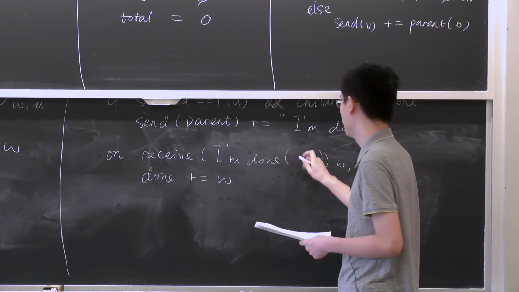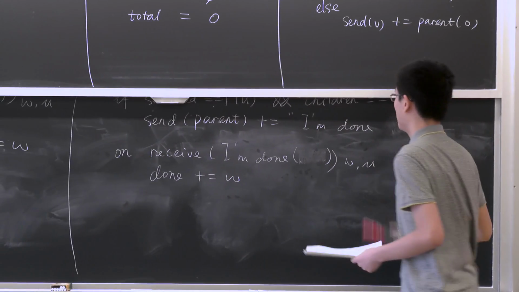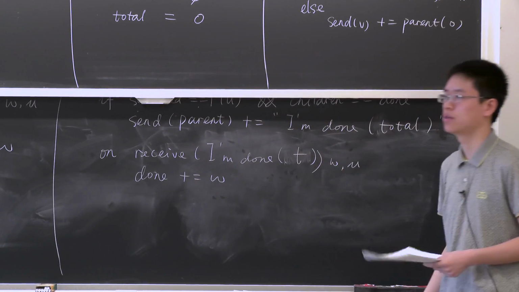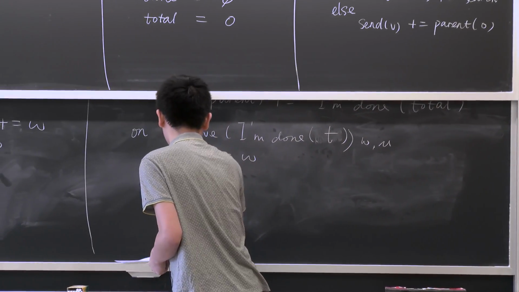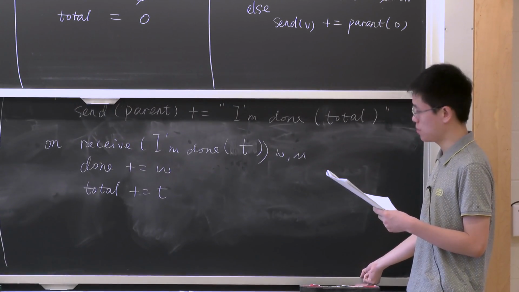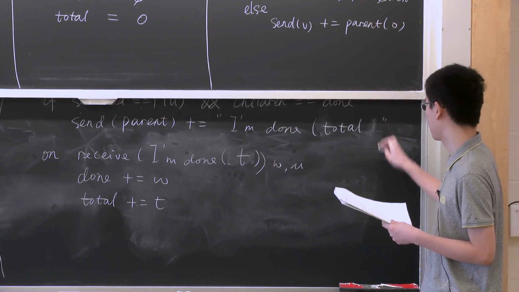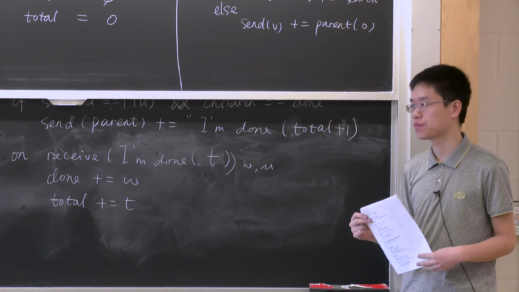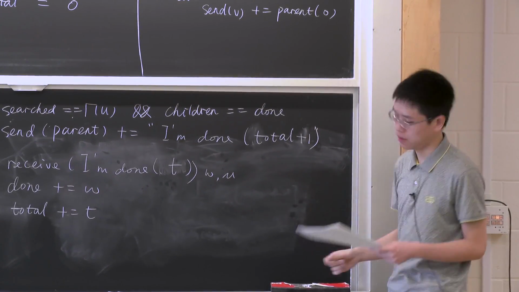Then when I'm sending the "I'm done" signal, I'm going to send my total number of offspring with it. And when one of my children reports that it has T nodes, I need to increment my total by that amount. Okay, I made a mistake again. It should be total plus 1. Because I'm counting all my children, and then I should include myself. So that's the complete algorithm.